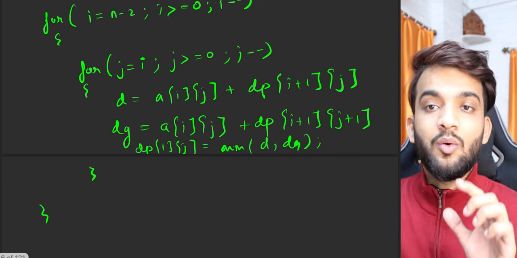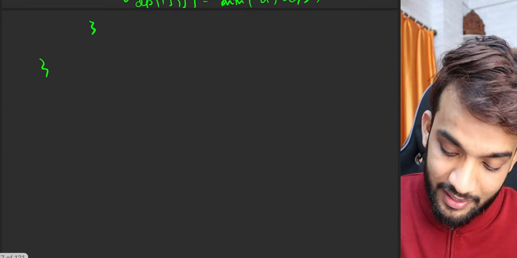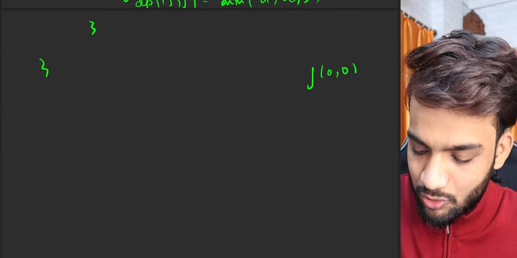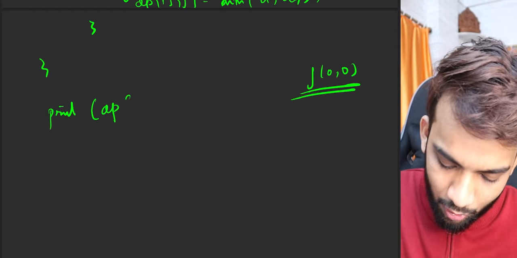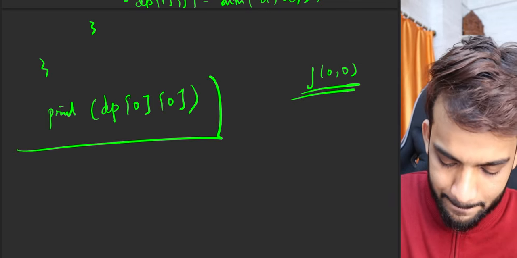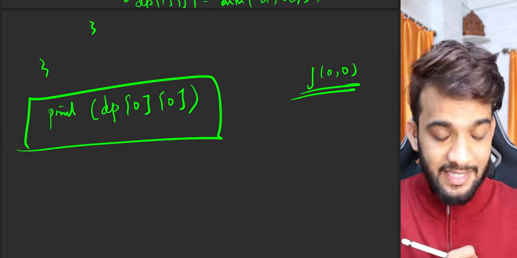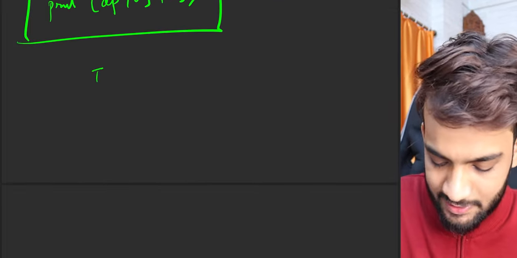What will be the answer? What is the recursion that you call to get the answer? The recursion that you call to get the answer was f of 0 comma 0. So over here the answer will be print of dp of 0 and 0. That's it. That is the answer. Perfect. So what is the time complexity now?